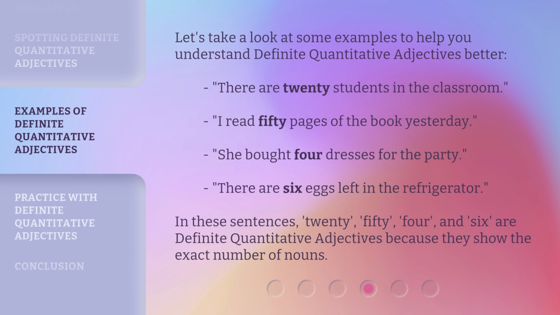Let's take a look at some examples to help you understand definite quantitative adjectives better. There are 20 students in the classroom. I read 50 pages of the book yesterday. She bought 4 dresses for the party. There are 6 eggs left in the refrigerator. In these sentences, 20, 50, 4, and 6 are definite quantitative adjectives because they show the exact number of nouns.